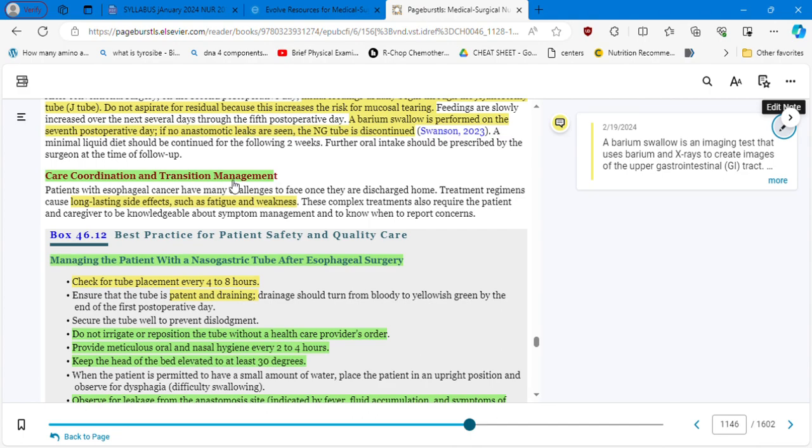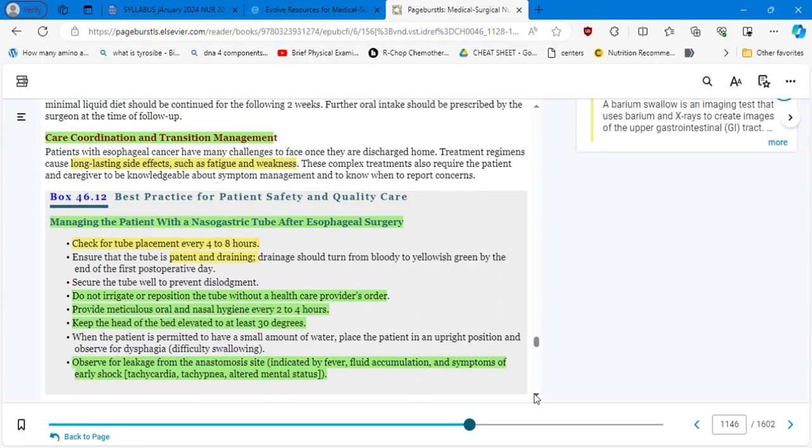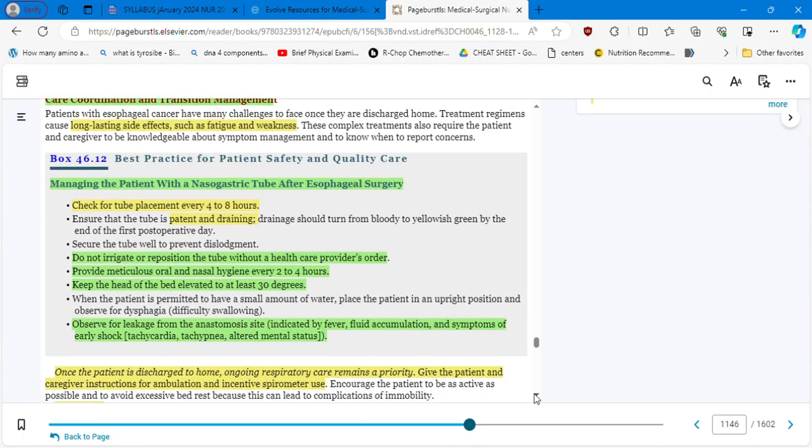Care coordination and transitional management. Long-lasting side effects such as fatigue and weakness are common side effects, right? Best practice for patient safety and quality care: managing the patient with NG tube after esophageal surgery. After this surgery, the patient will have long-lasting side effects such as fatigue and weakness.